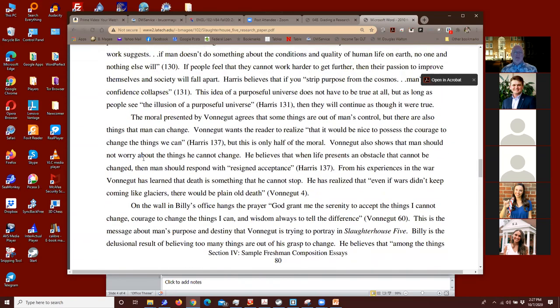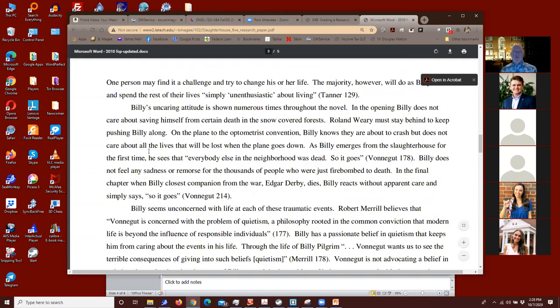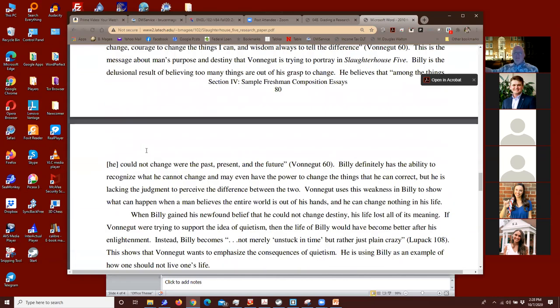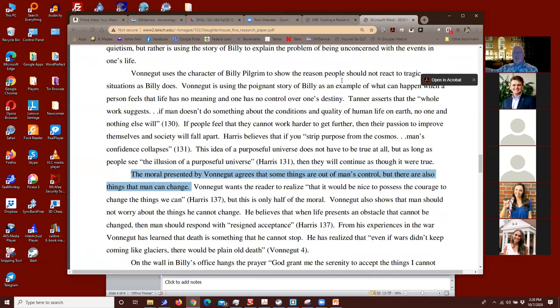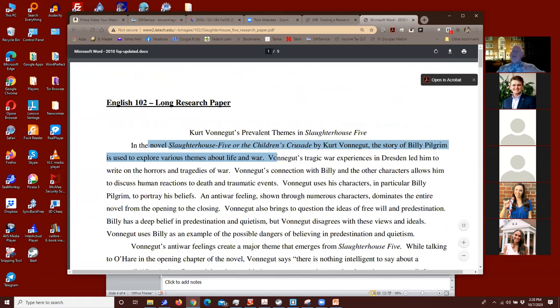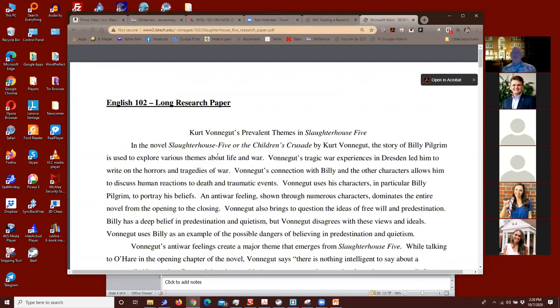"The moral presented by Vonnegut agrees that some things are out of control, but some things can change." Is that a critique? The dangers. Yeah. So it's kind of a paper with two thesis statements, which is not good. You want to focus on one or the other. And because this is so broad, the topics covered in the research paper end up being pretty broad as well. I think, though, that despite that, I'm going to give it a 3 rather than a 2. He does have topic sentences. He does have some sort of structure beyond just the bare minimum.